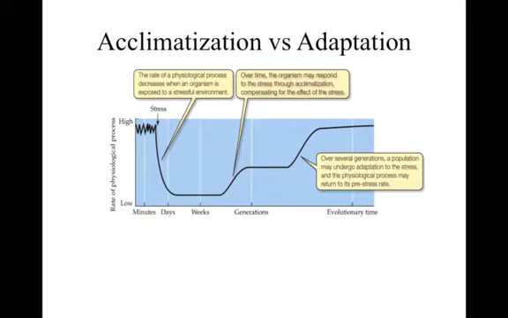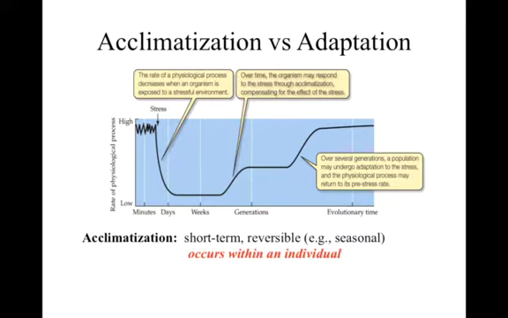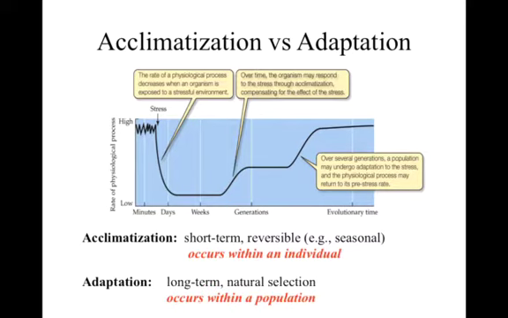The organism is exposed to cold, and so it becomes more cold tolerant by producing antifreeze in its own body. It's something that organism undergoes. So that's very short term. It's also reversible. You might produce more fur in the winter, but that's not a one way. You're going to lose all that fur and have less fur in the summer again, right? So it's reversible. And again, the key is that acclimatization occurs within an individual.